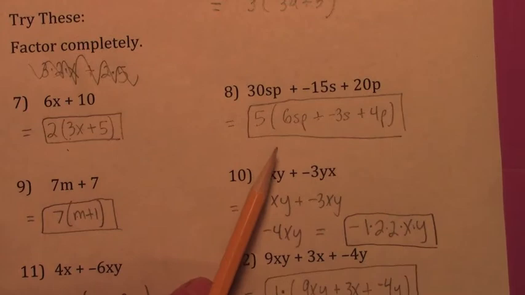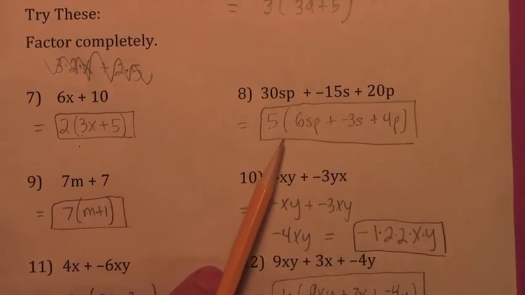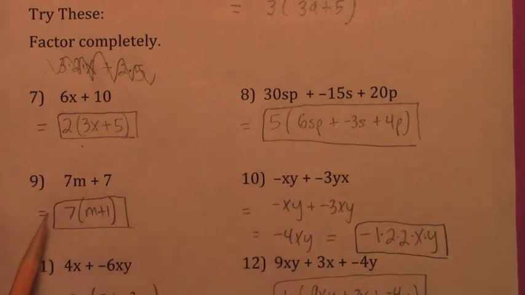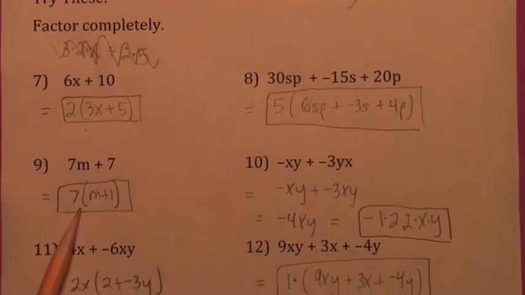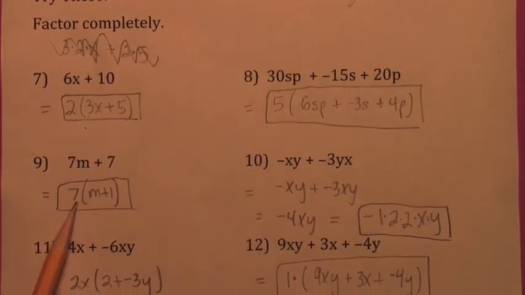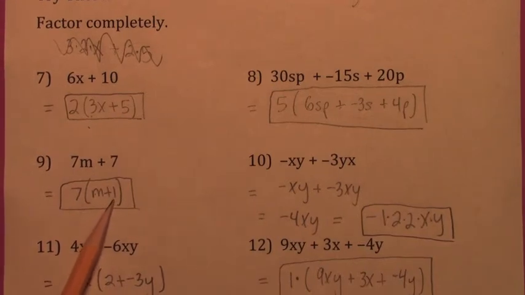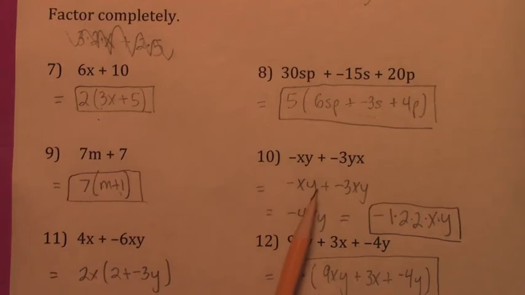Okay, the greatest common factor on the second one is 5. So inside the parentheses, you get 6sp plus negative 3s plus 4p. The next one, the greatest common factor is 7. Now here, this is important. When you take the 7 out, don't forget to put the 1 here. There's a 1 left right there. Otherwise, it wouldn't multiply to give you the right answer. This one's pretty sneaky.